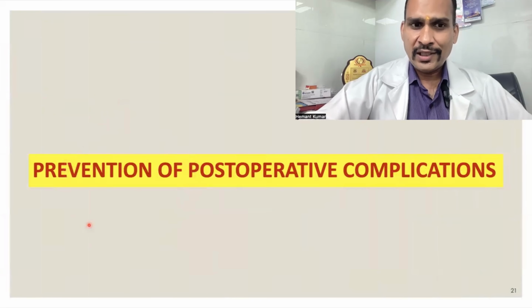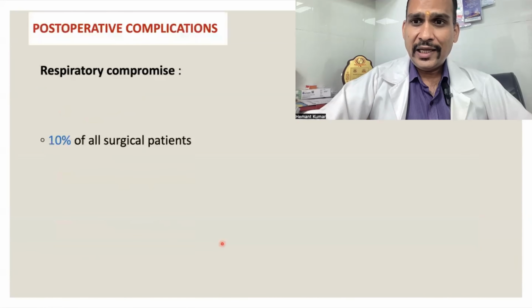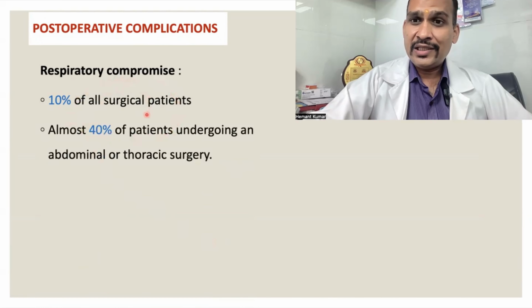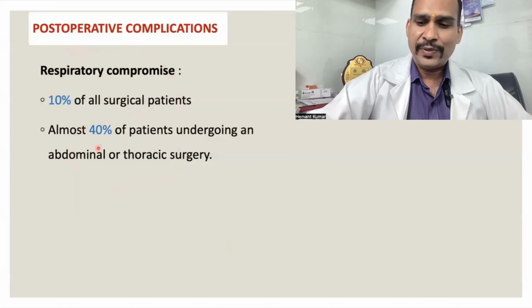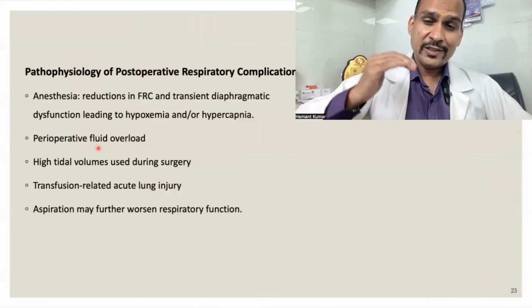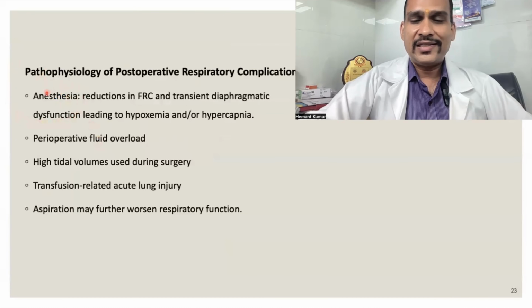Now coming to our third part, that is prevention of postoperative complications. We know that in every surgical patient, around 10% land in respiratory compromise, and 40% of patients undergoing abdominal or thoracic surgery have respiratory compromise. So what is the pathophysiology, why are these patients getting respiratory problems? The main problem is anesthesia.